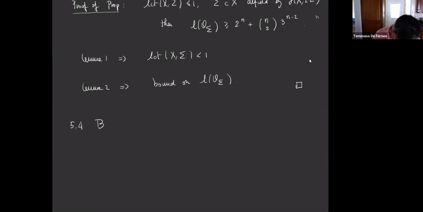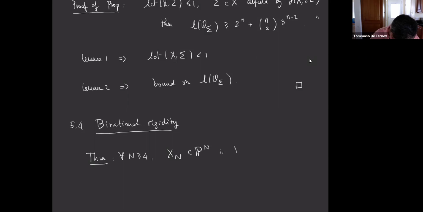Now we talk about birational rigidity. Again, the theorem I'm going to prove, as I said at the beginning, is the following. For every n greater than 4, every smooth hypersurface of degree n in P^n is birationally superrigid.